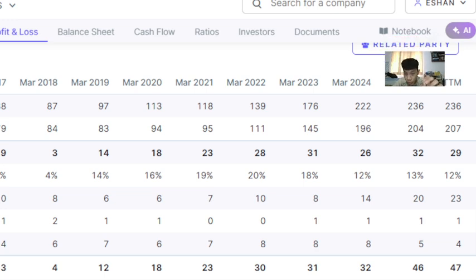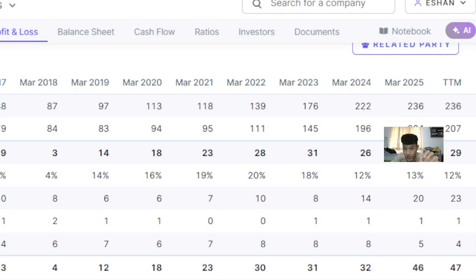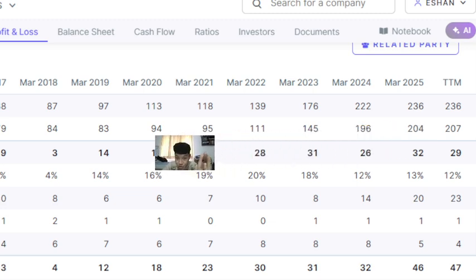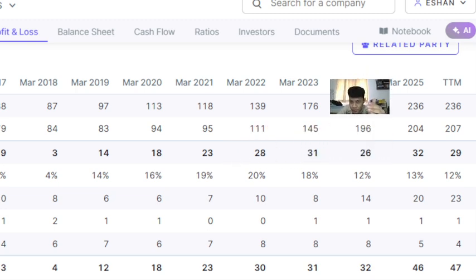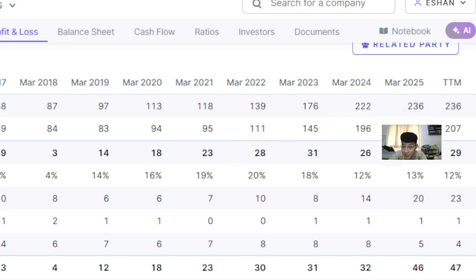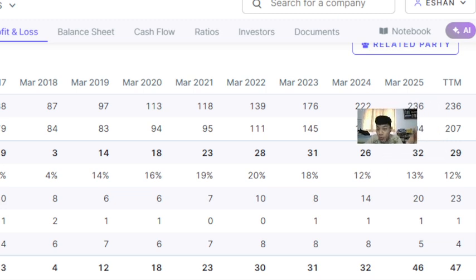We have an operating profit of 32 crores, operating profit margin of 13%. See this operating profit margin, 13%. It has fluctuated. It reached a high of 20%, then went down all the way to 2024's 12%. Maybe it can rebound from 12%, but operating profit, at least, shows this year 32 crores.